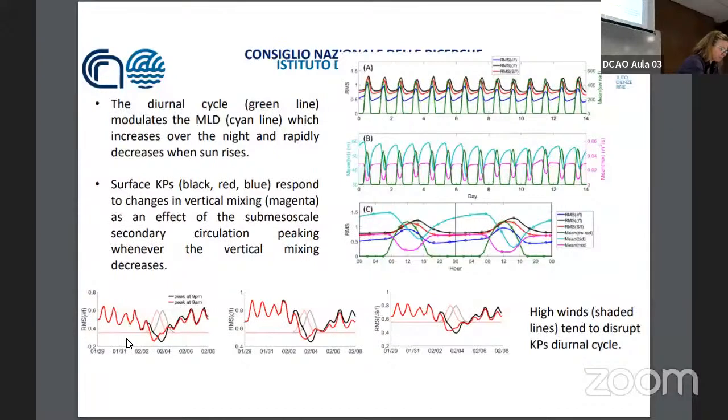So the shaded black and red lines here show the wind peak that has been applied to estimate all the kinematic properties, divergence, vorticity, and strain. And in a solid line, red and black, we see how this cycle, diurnal cycle, is disrupted when the wind peaks, independently from the time of the day that the wind peaks, can be 9 a.m. or 9 p.m., and the cycle is always disrupted by the wind.